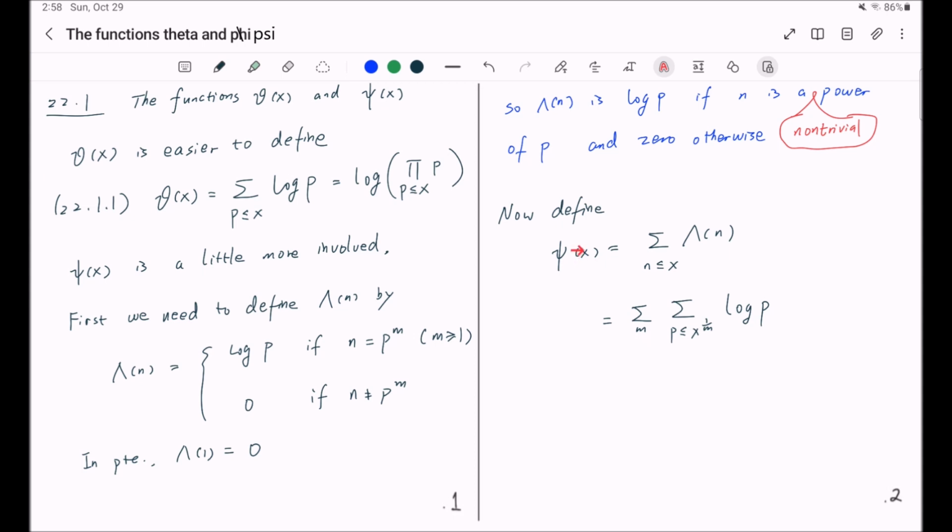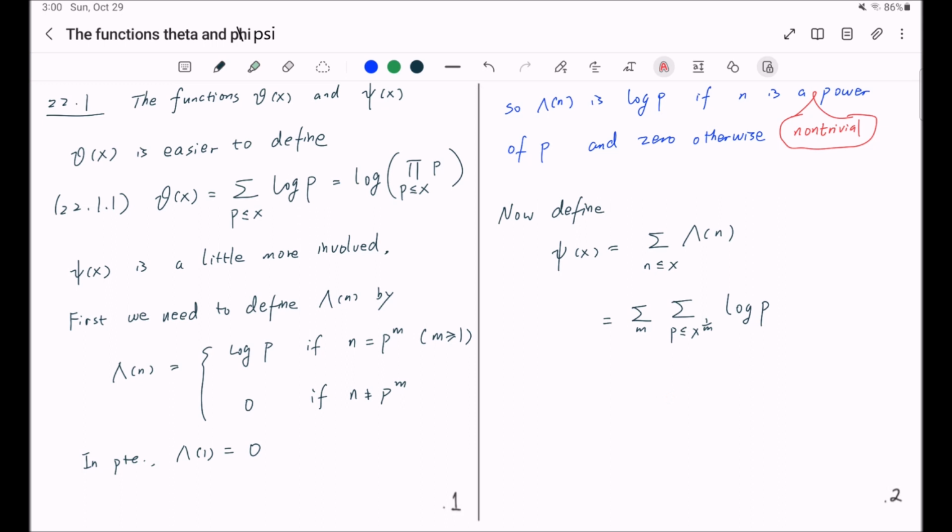For each x bigger than 1, you will see that if m is large enough, this x to the 1 over m will go to 1. And as a result, there will be no prime p less than or equal to x to the 1 over m for large m. It's not hard to see that these two definitions are the same, because p to the m less than or equal to x is equivalent to p less than or equal to x to the 1 over m. So this is precisely the summation for all integers n less than or equal to x of lambda of n.